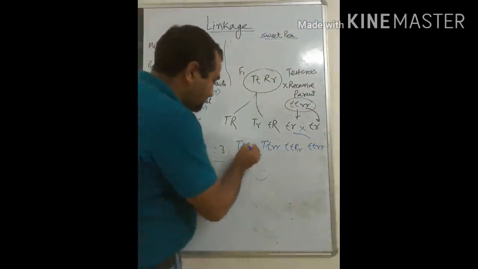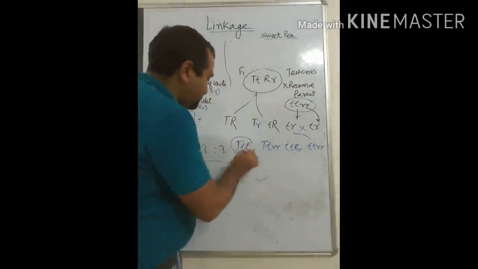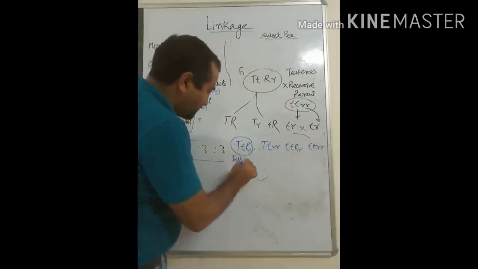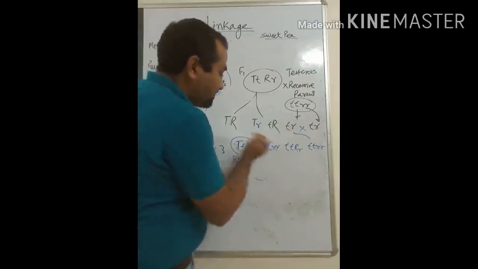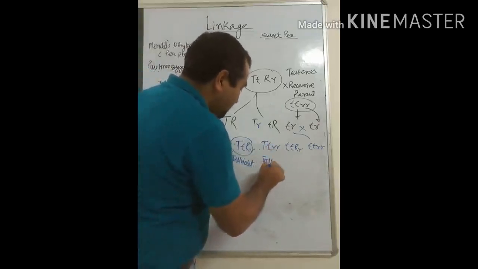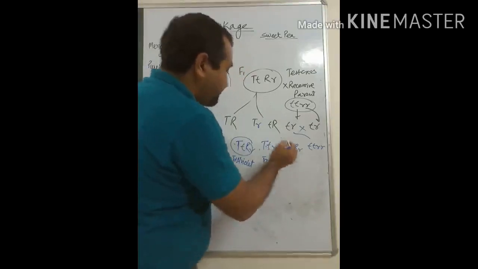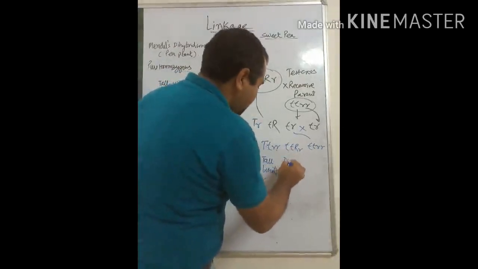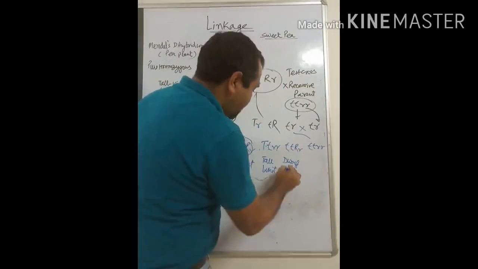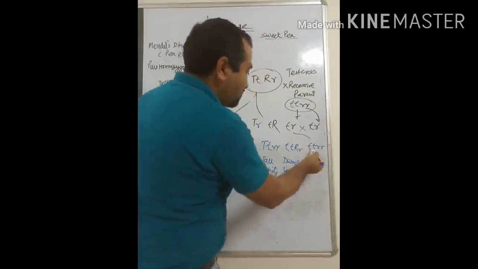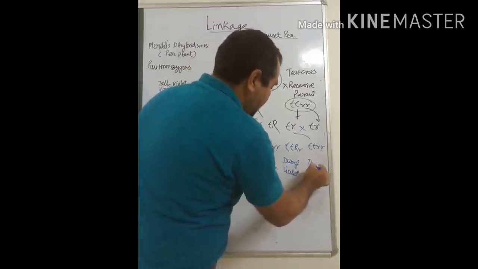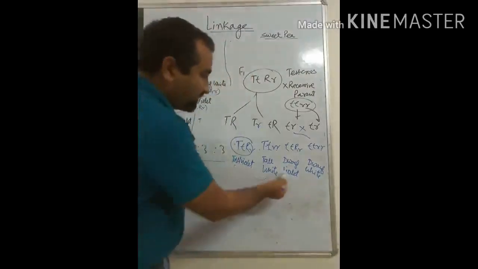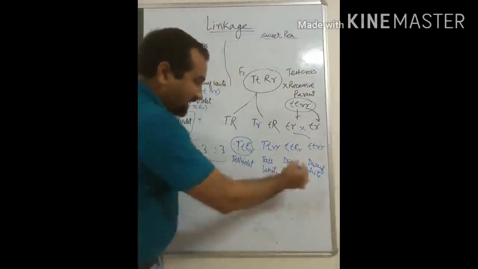So capital T and capital R, this is one type of phenotype, that is tall and violet. Capital T, small r, this is tall and white. Small t, capital R, this is dwarf and violet, and small t, small r, this is dwarf and white.